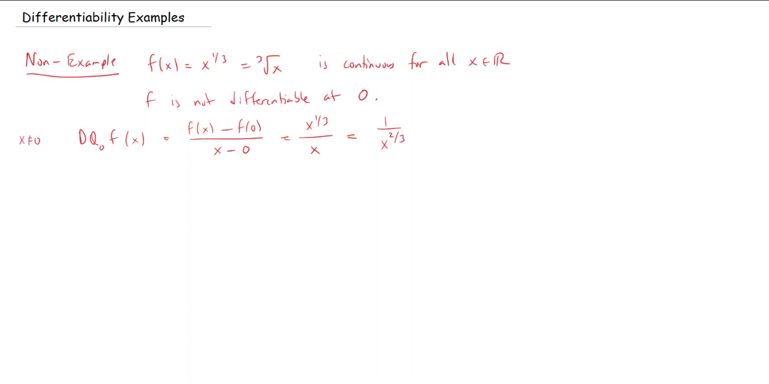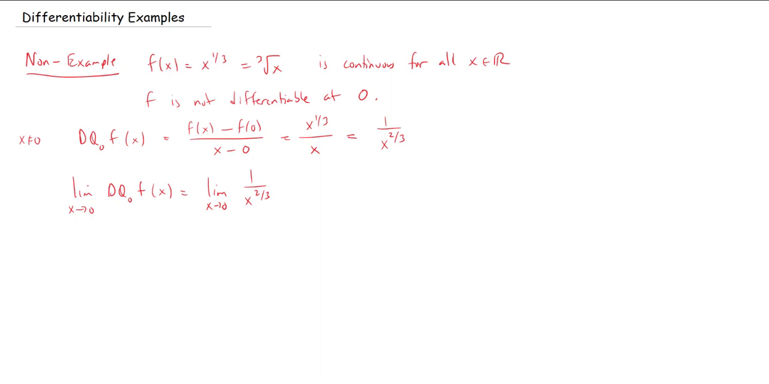Now, when we're computing the derivative, we look at these difference quotients, and then we need to take the limit as x approaches, in this case, 0. So the limit as x approaches 0 of the difference quotient of f based at 0 is the limit as x approaches 0 of 1 over x to the 2/3 power.